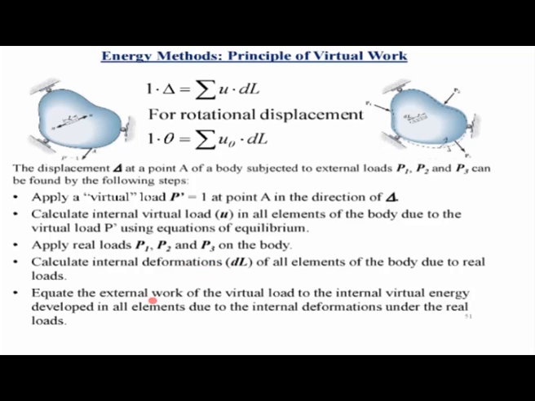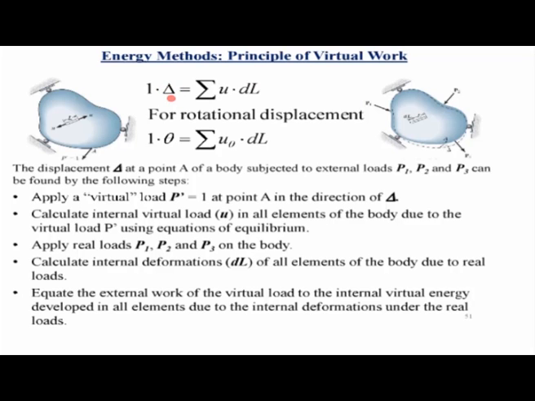So now if you equate the external work of the virtual load to the internal virtual strain energy developed in all the elements due to the internal deformations under the real loads, then you will get this relationship: 1 dot delta equals summation of U delta L, where U is the virtual load in individual elements due to the externally applied virtual load of unity, and delta L is the actual deformation of all the elements due to the externally applied loads P1, P2 and P3. Since the load is unity, if you calculate the right hand side, that is the value of the deformation delta.